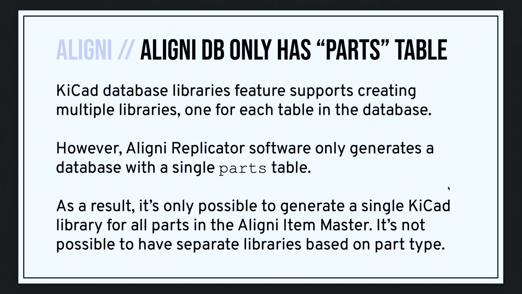This last note is saying that the replicator database that gets generated by Aligni only has a single parts table. KiCad Database Libraries has a feature that will let you map different tables in a database to different libraries on the KiCad side. And so this is just a limitation on the Aligni side that it only generates a single parts table. So when you do this integration, you end up with a single library in KiCad that has all of your parts, but there's no way to separate that out into a library for resistors and a library for capacitors and separate libraries. So that is one limitation with the system.